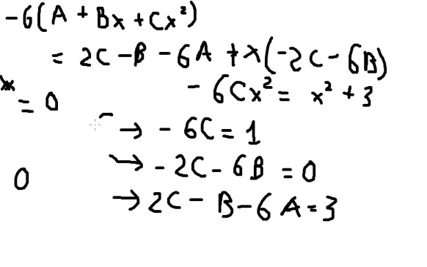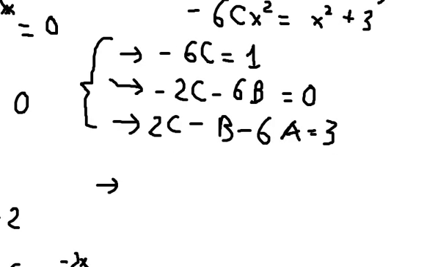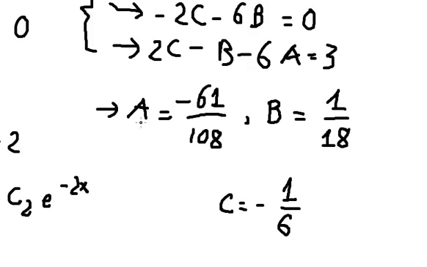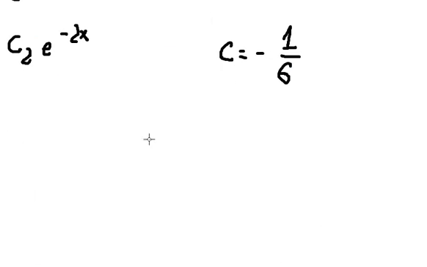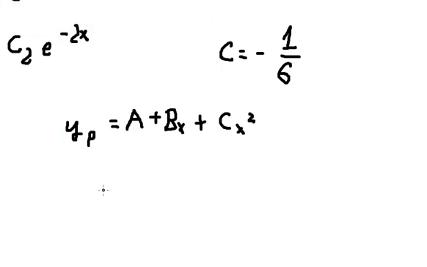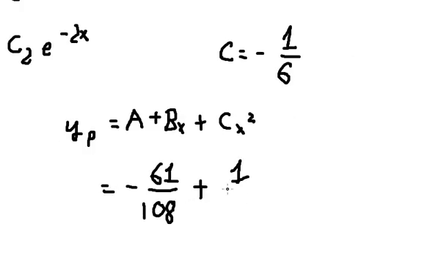And now we need to create the system of equations. Now we can find the solutions of A, B, C. So here are the solutions of A, B, C. So we put A, B, C back in here. So we have A equals negative 61 over 108. B is 1 over 18. C is negative 1 over 6, for s squared.